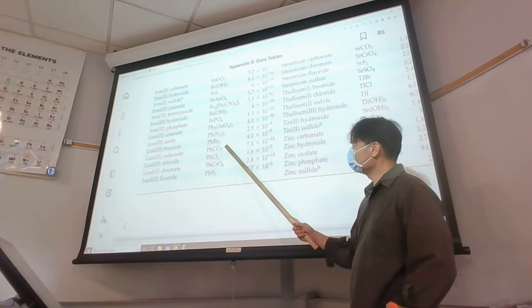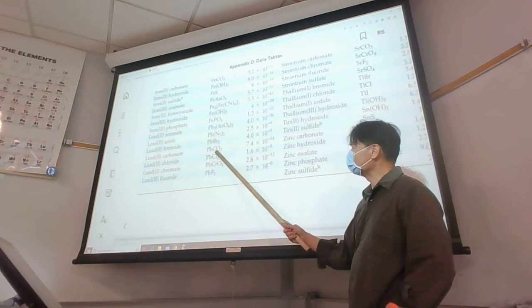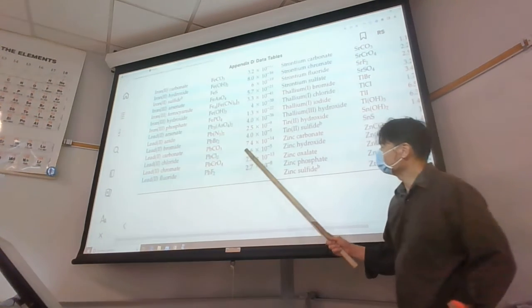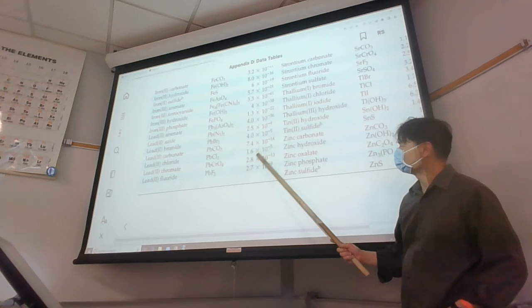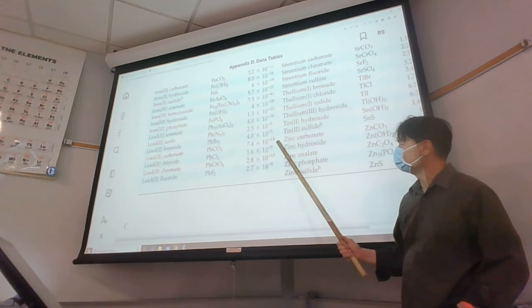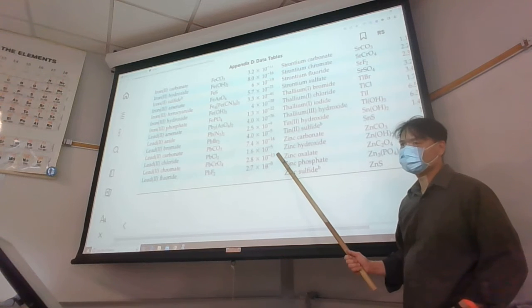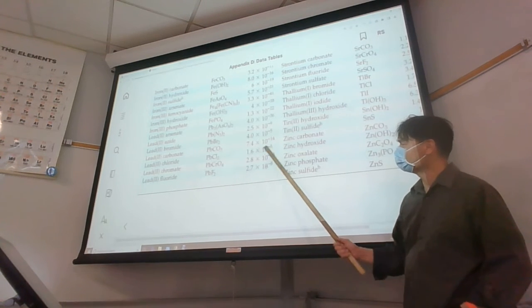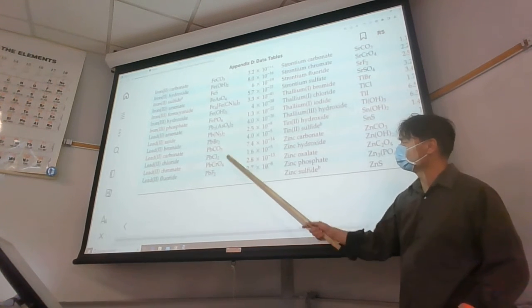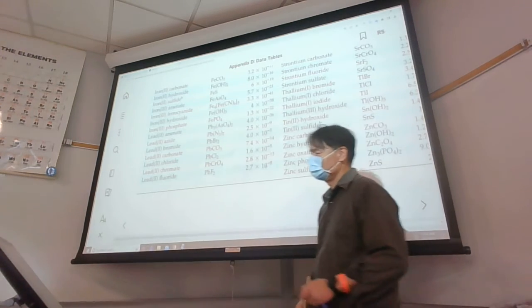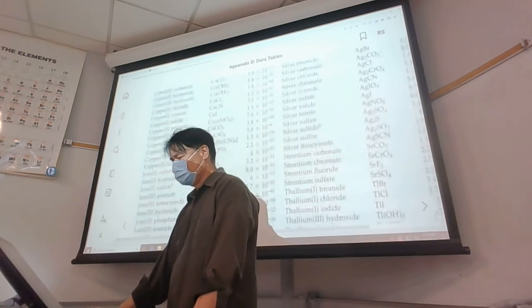If we tried to separate carbonate from chromate, both of these split up into 2 ions. And if we look at it, this one's 7.4 times 10 to the minus 14, this is 2.8 times 10 to the minus 13. The solubilities are too close to one another. And so these two would be difficult to separate, carbonate and chromate. It'd be like up here. We go back to barium.